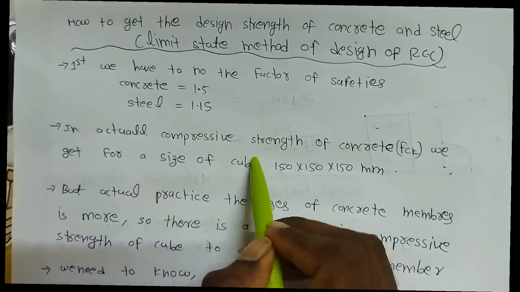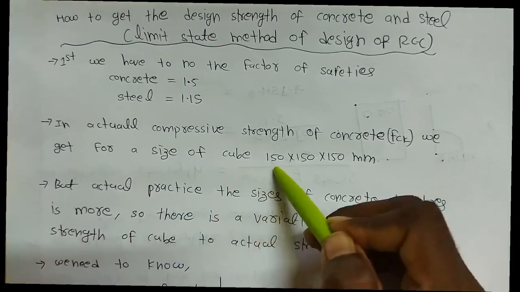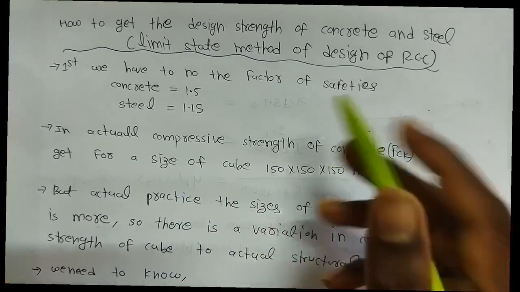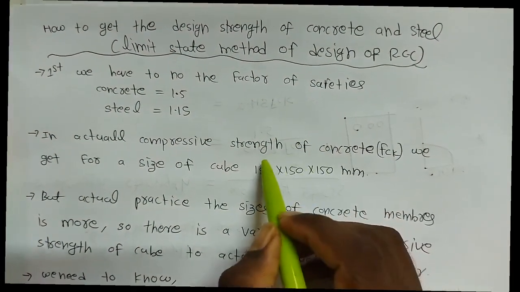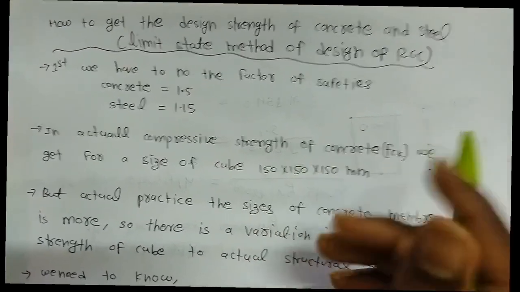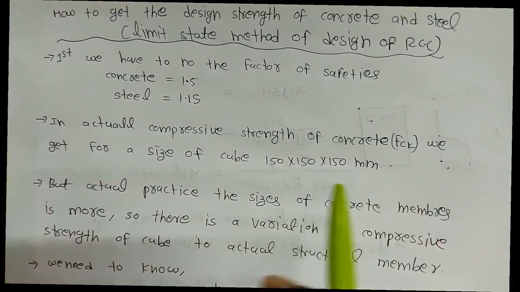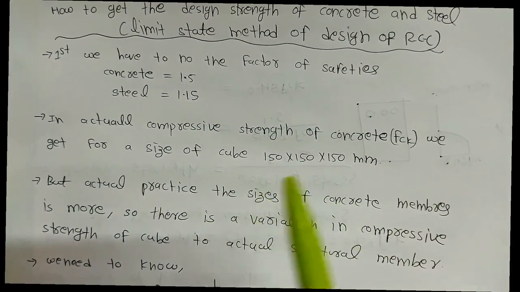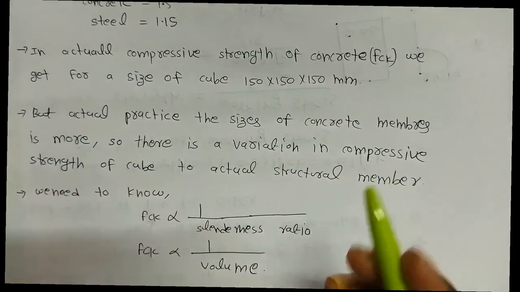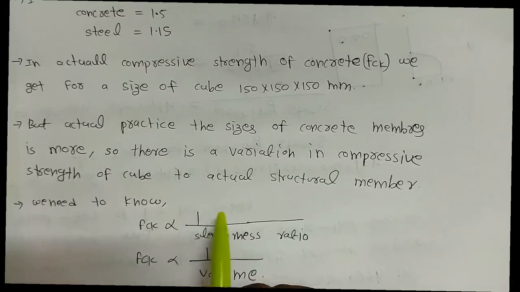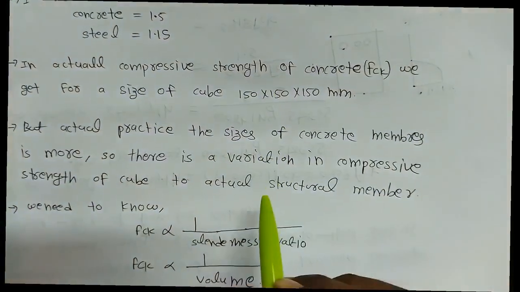The actual compressive strength of concrete, fck, we get for a cube size of 150 by 150 mm. But in actual practice the size of concrete members is larger, so there is a variation in compressive strength from the cube to the actual structural member. So we need to know one thing: fck is proportional to 1 by slenderness ratio. As the slenderness ratio increases, the fck value decreases.